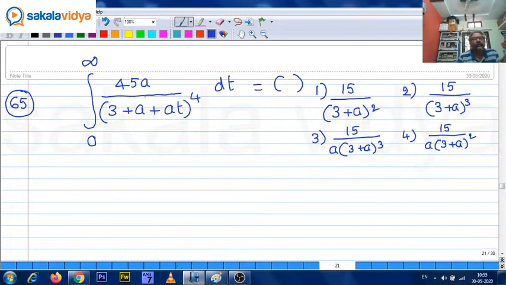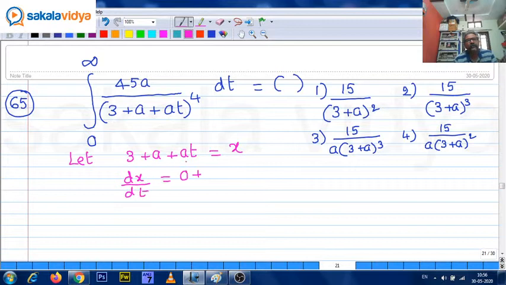Okay, here 45a over 3 plus a plus t. Better you do like this now. Suppose let us say this 3 plus a plus at equals something, say x. So we need to change the limits also. First differentiate it. dx by dt equals 0 plus a. This is a. So dt equals dx by a.